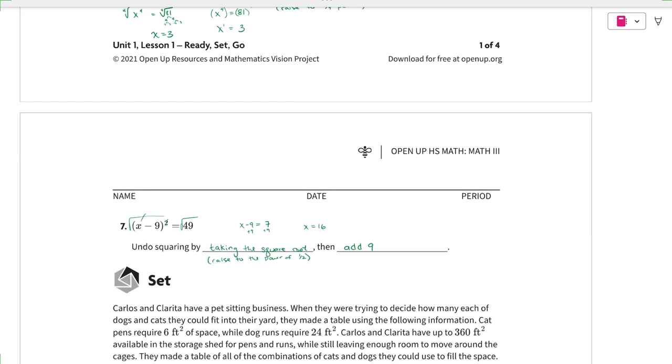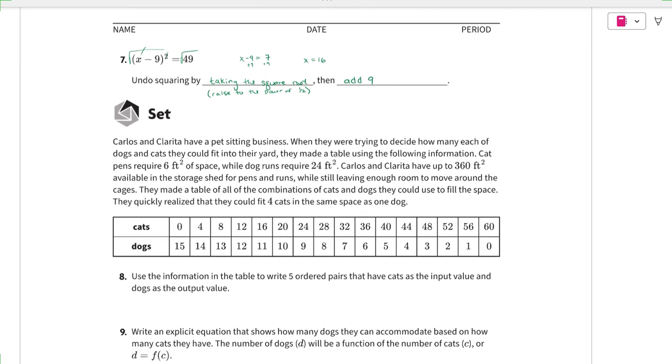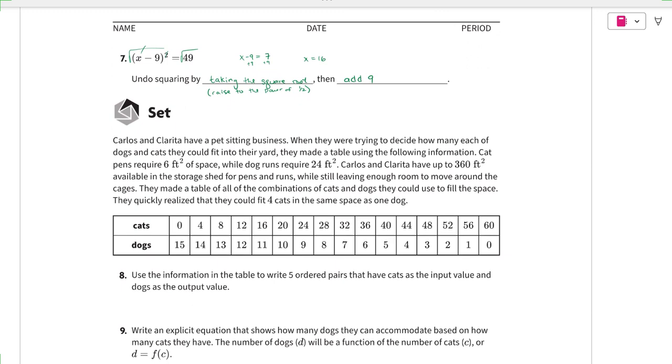We practiced completing this statement to isolate x. So let's look at the set problems. It says Carlos and Clarita have a pet sitting business. When they are trying to decide how many of each dogs and cats they could fit into their yard, they made a table using the following information.